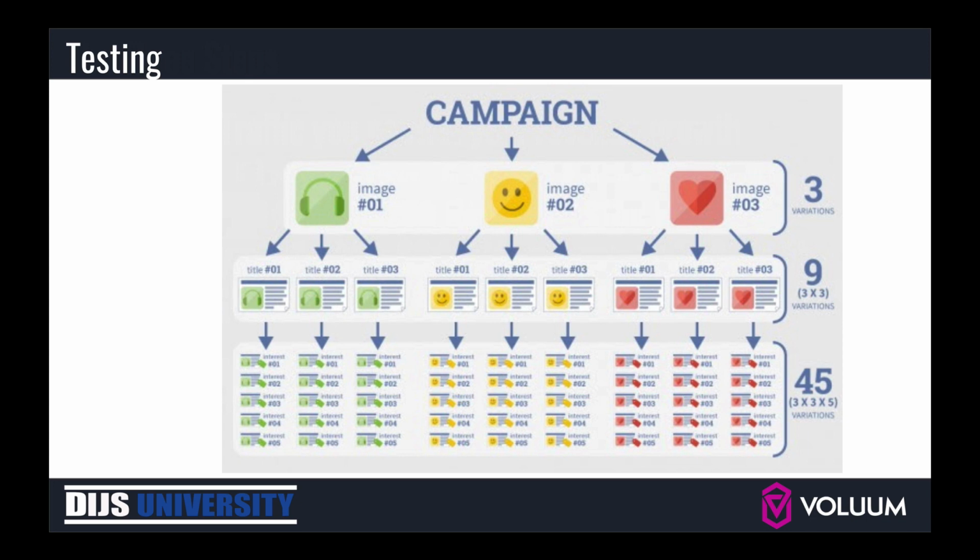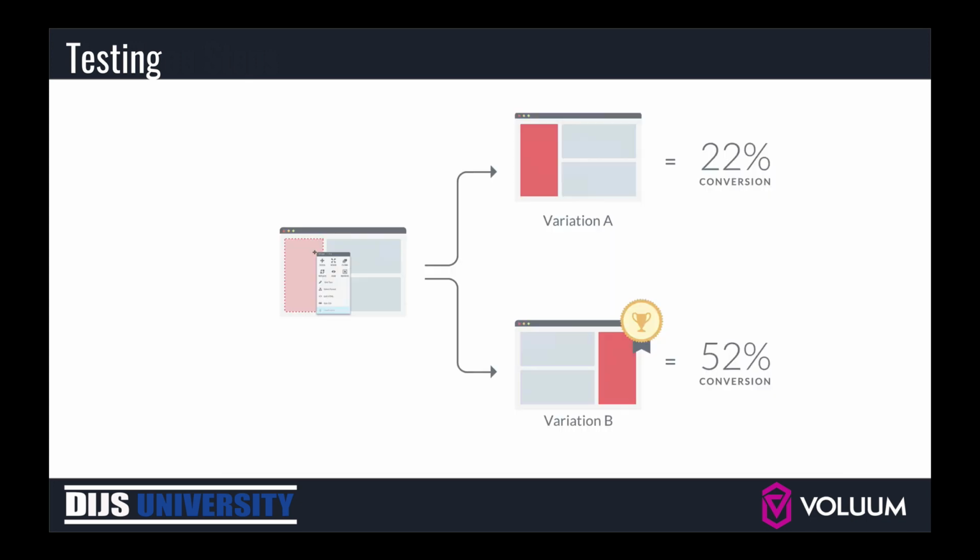If you go for 100 images and 100 headlines, you will have so many different ads, it will be hard for you to do all the labor manually. Going through the optimization process, first it comes down to testing.